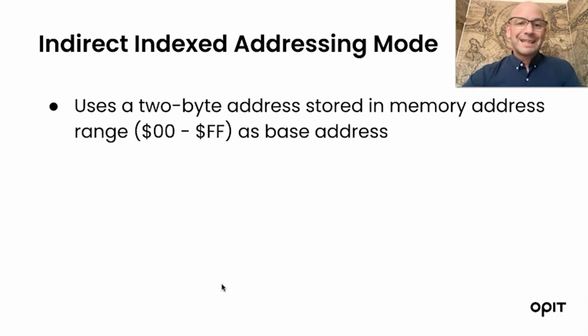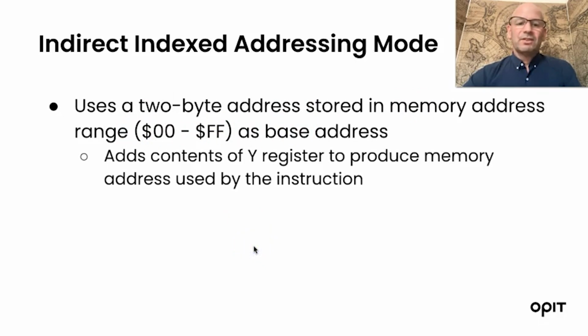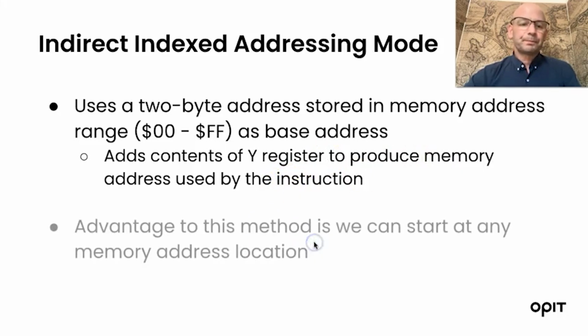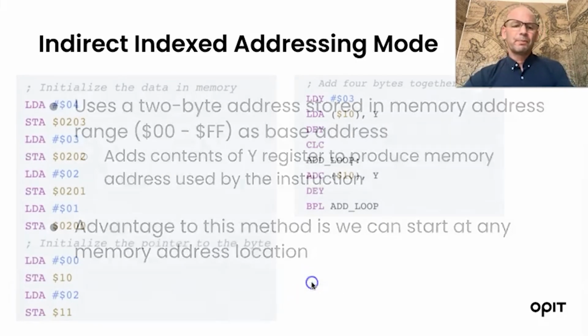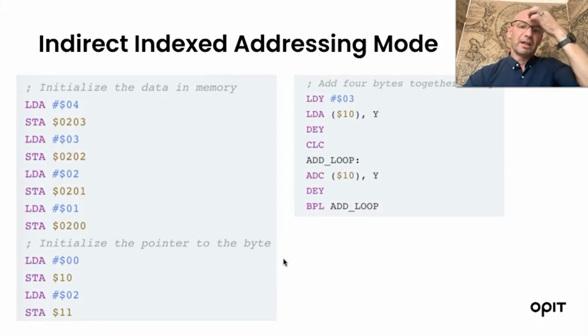With indirect indexed addressing mode, we can use a 2-byte address stored in a memory address range, somewhere in this range for the 6502, as base addresses. It adds the contents of the Y register to produce the memory address used by the instruction. An advantage of this method is we can start at any memory address location that we want to. This is an example of indirect indexed address mode. The base address of the byte array is at 0200, and it's first stored at addresses 0010 and 0011, as we can see here.